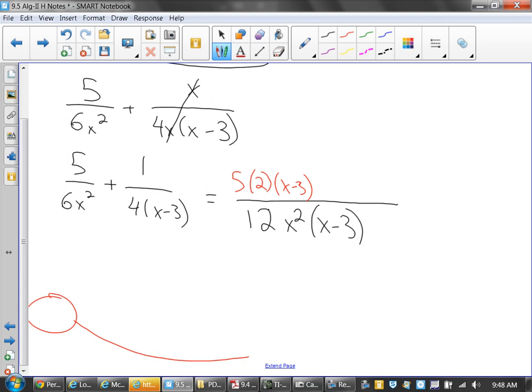Same thing with the other denominator. This denominator, in order for it to be turned into the 12, what do you have to multiply the 4 by to turn it into 12? 3. I keep my operation between the two, just like we did before. Yes, sir? Wouldn't it be 3x squared? Yeah. I have to multiply by 3x squared, so it becomes 3x squared times 4 times x minus 3.